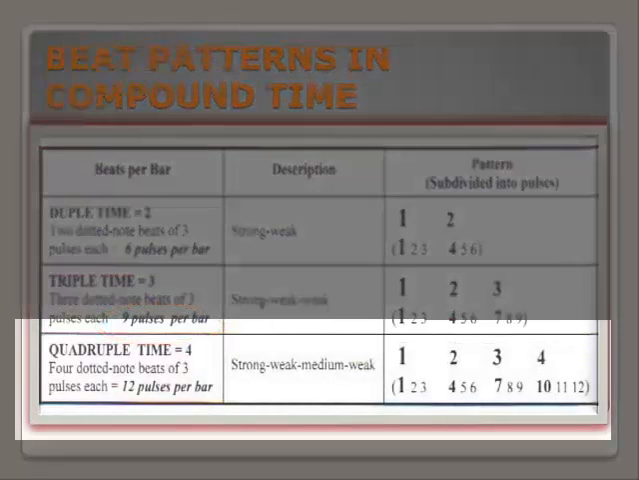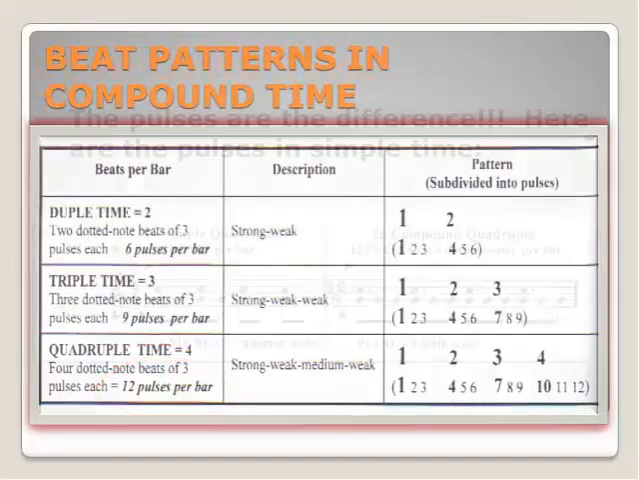In simple quadruple time, we have 4 beats in a measure. In compound quadruple time, we have 4 unit beats and 12 pulses per measure. Each unit beat must be a dotted note. In simple quadruple time, the top number of the time signature is 4, and in compound quadruple time, the top number of the time signature is 12. So we have 12 pulses per measure, which are then grouped into 4 unit beats.